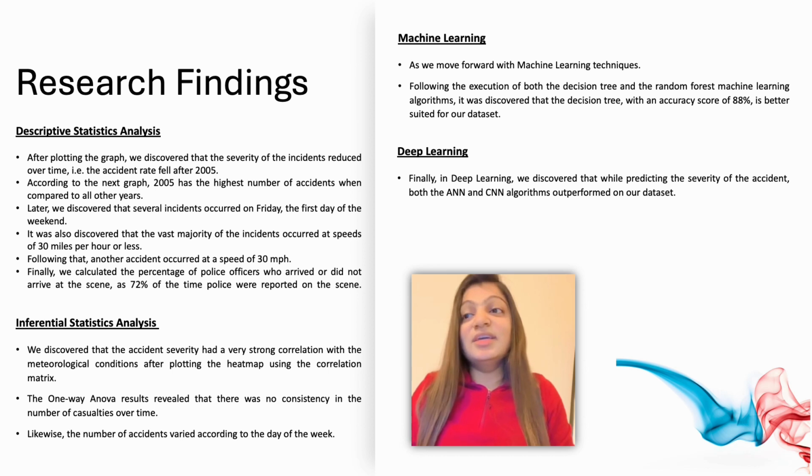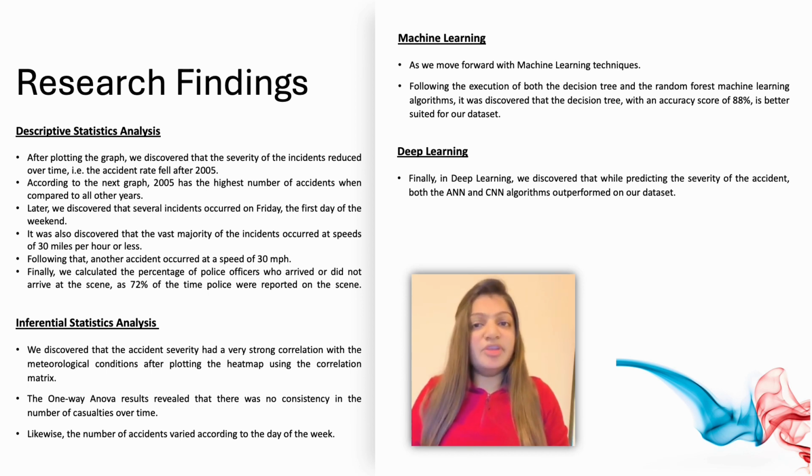Then later, in the inferential analysis, after plotting the heat map using the correlation matrix, we noticed that accident severity had a very strong correlation with the meteorological condition. The findings of one-way ANOVA revealed that there was no consistency in the number of casualties across the years. Similarly, the number of accidents varied regardless of the day of the week.